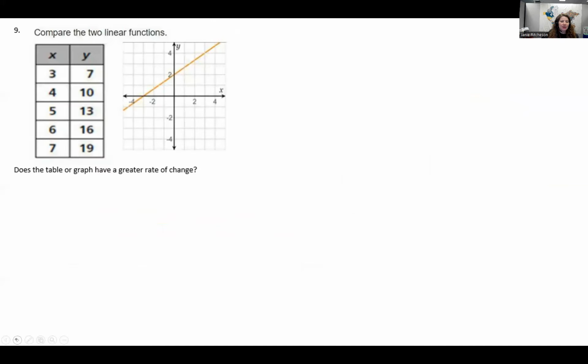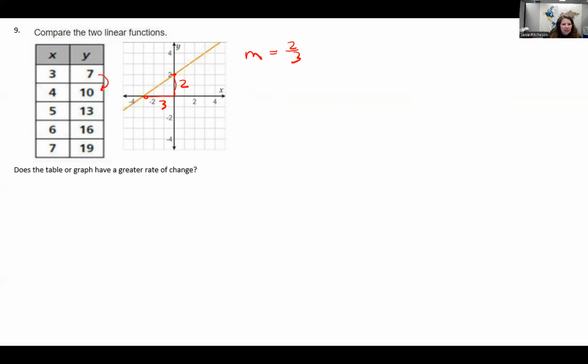Number 9, compare the two linear functions and then figure out which one has a greater rate of change. All right, so let's make our triangle. Our rise is 2, our run is 1, 2, 3. So our rate of change, or our slope, is 2/3 for this one.